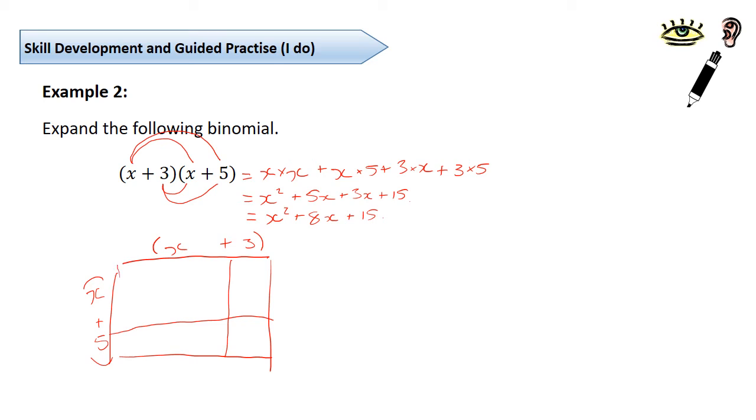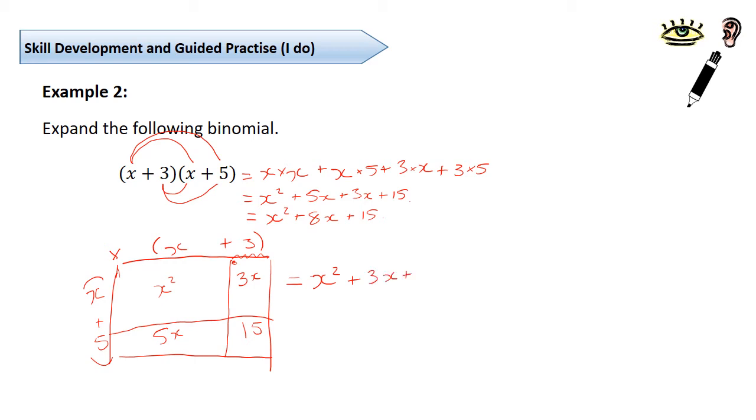So this area is going to be the x times the x, which is x squared. This little area over here is going to be the 3 times the x, which is 3x, and this one 5x, this one 15. The total area, or the two sets of brackets multiplied, is going to be the sum of the total areas, the sum of all four terms. So let's go ahead.